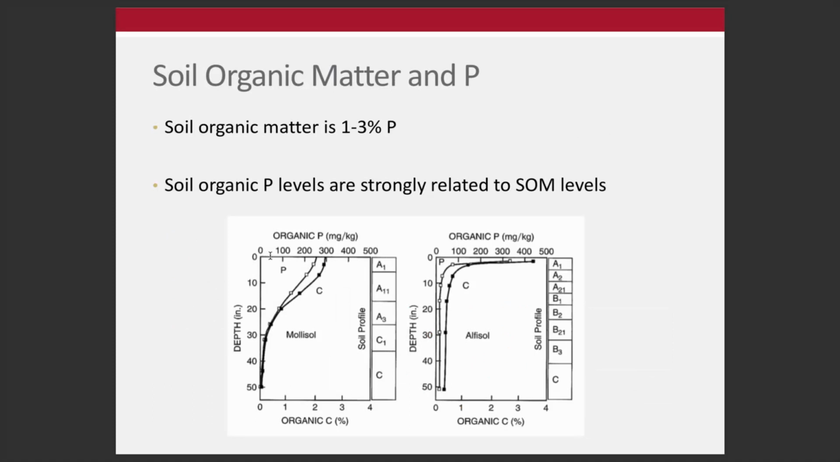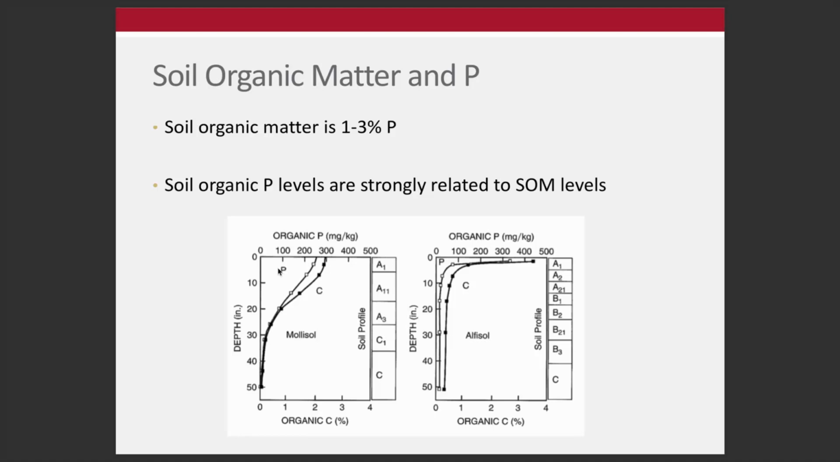And not surprisingly, as organic matter levels increase, organic phosphorus levels increase. This is true with nitrogen. Again, this is that stoichiometry where there's typically carbon to nitrogen ratios and there's carbon to phosphorus ratios. As organic matter increases, our phosphorus will increase.